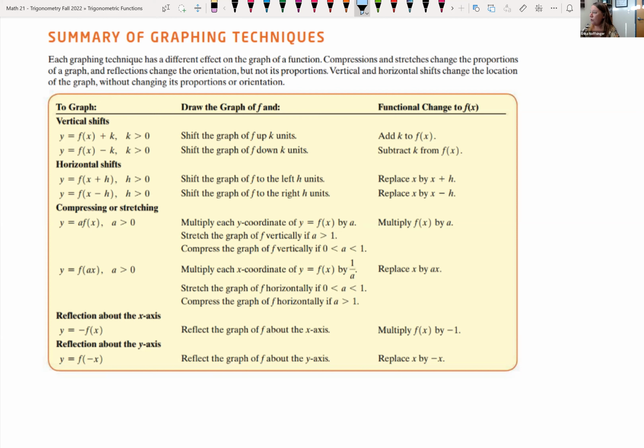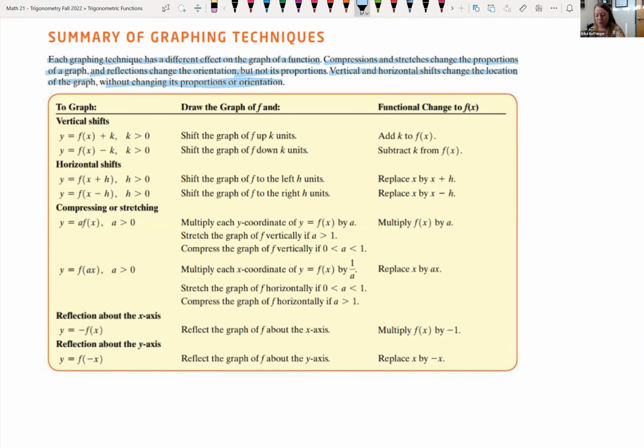We're going to be using transformations sometimes to help us graph these trigonometric functions. Just to review, each graphing technique has a different effect on the graph of a function. Compressions and stretching change the proportions of a graph, and reflections change the orientation, but not the proportions. Vertical and horizontal shifts change the location of the graph without changing its proportions or orientation.